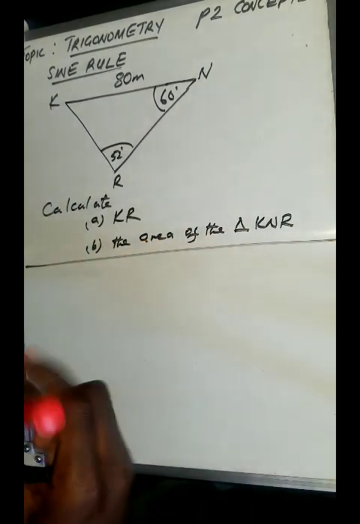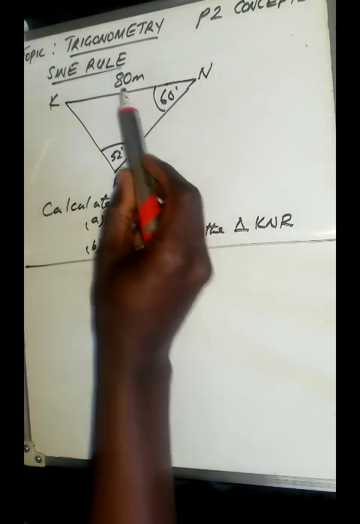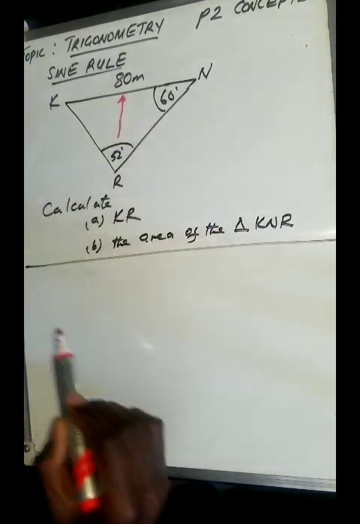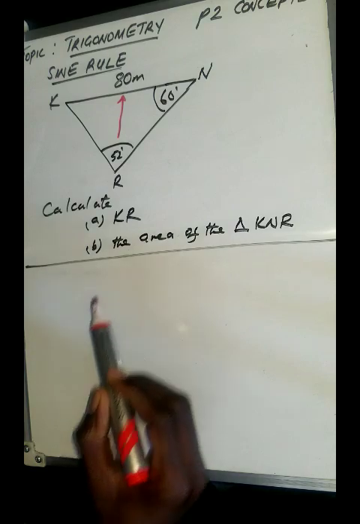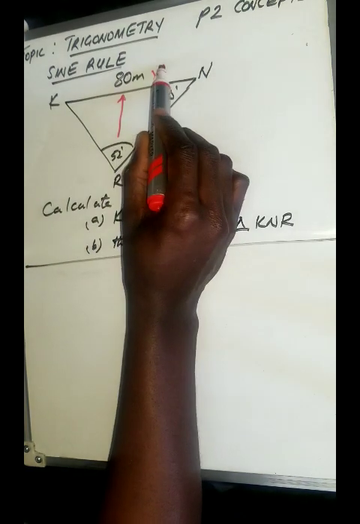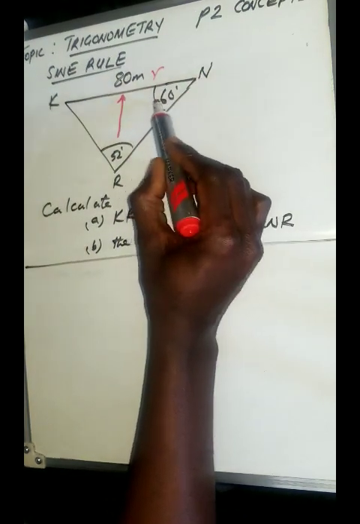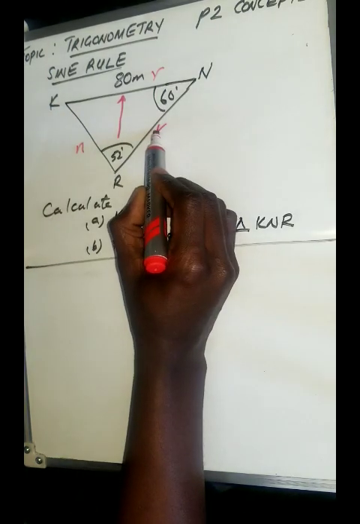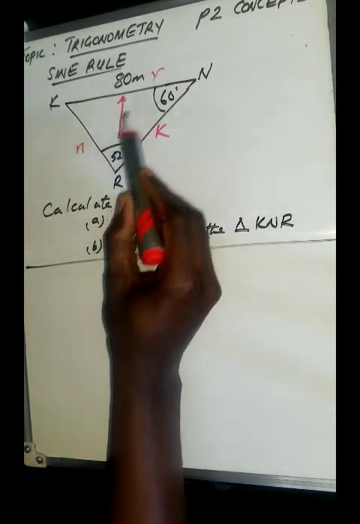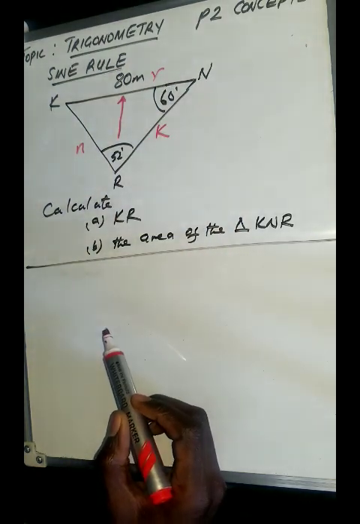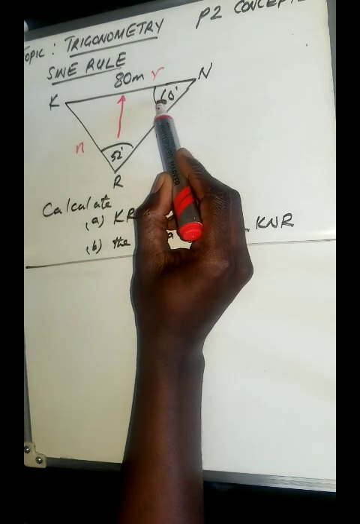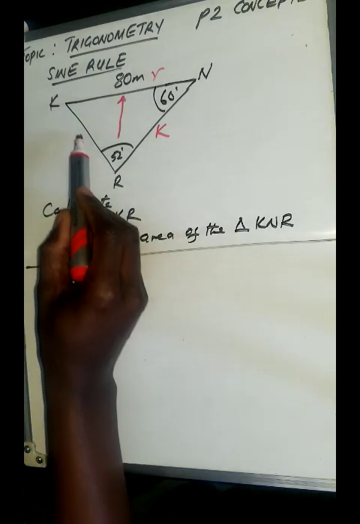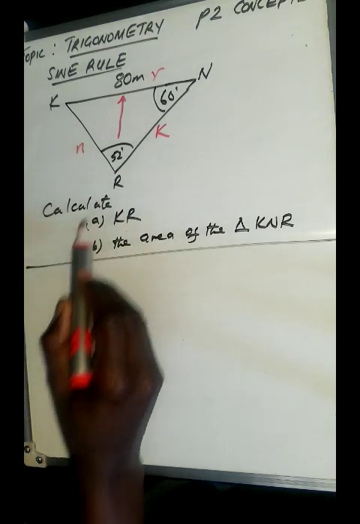Remember, in this situation, they have given you 2 angles plus an included side. For each angle, you know the side. If this is R, that would be small r. If that is N, where it is pointing, this would be small n. If this is K, this would be small k. For the angle R, they have given you the side r. For this angle, we do not know the side, and that's the one they want us to find, KN. So I'll represent it by n.